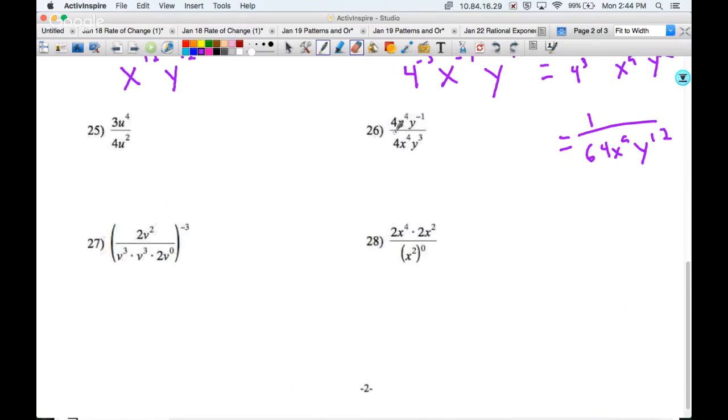Let's see. 26 is, well, let's just do 25 to start. We've got the fraction of 2 exponents with the same base, so we subtract their exponents, and I can just keep that 3/4 in front. So 3/4 times u to the 4 minus 2, which equals just 3/4 u squared. Let me write that as a straight up and down fraction, u squared.